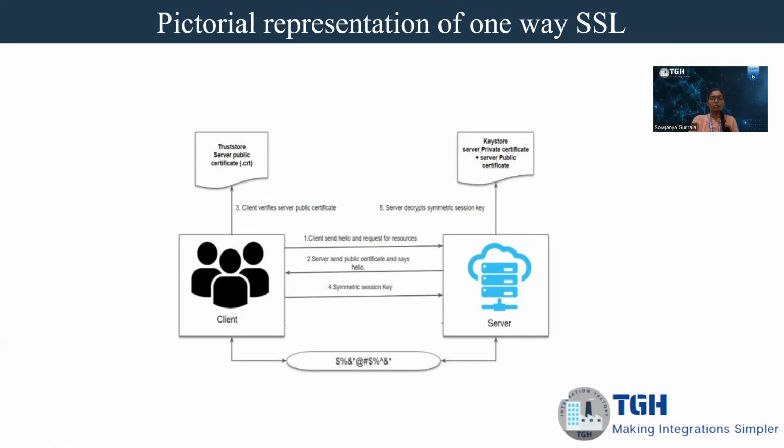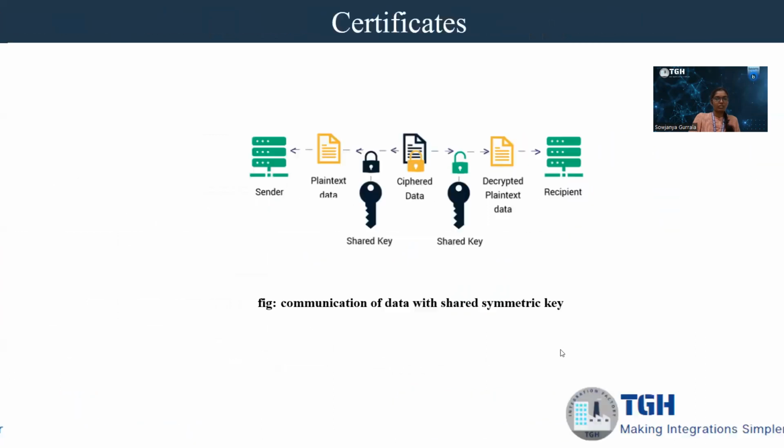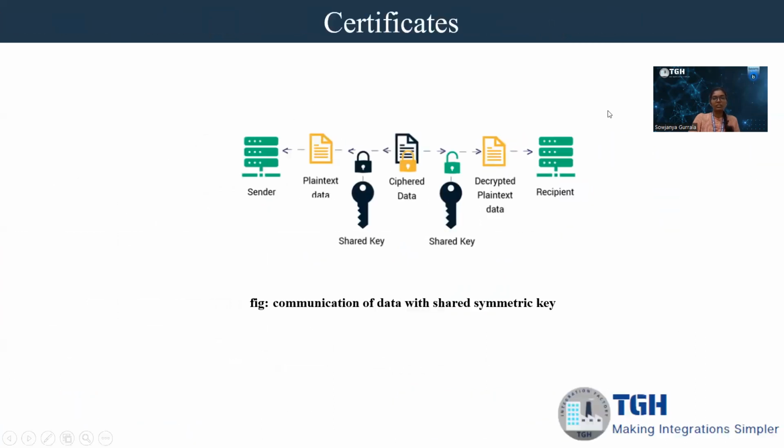Now the server receives the encrypted symmetric session key sent by the client and decrypts it using its own private key. Now both the client and server have the same symmetric session key. This symmetric session key is used for both encrypting and decrypting the data in one-way SSL. So this picture represents the actual data transmission over the internet with the help of that symmetric session key.